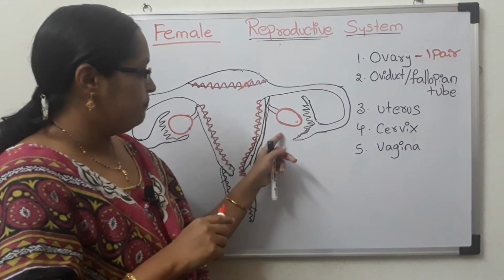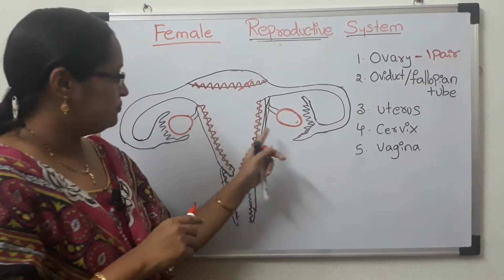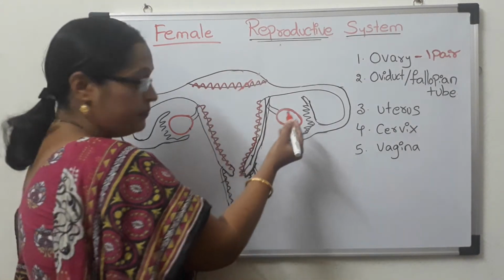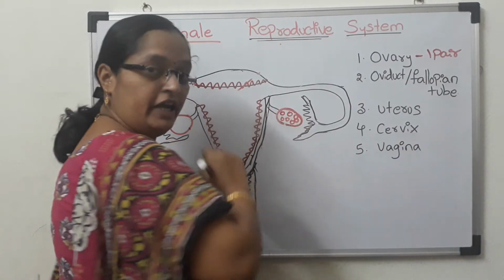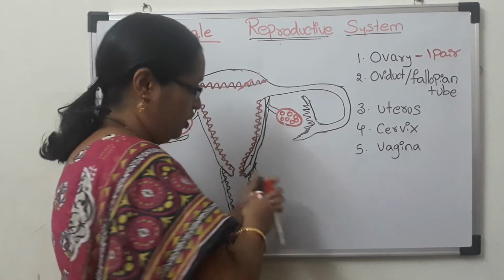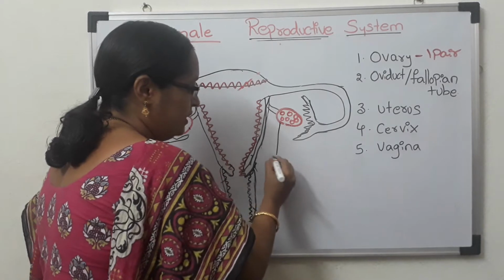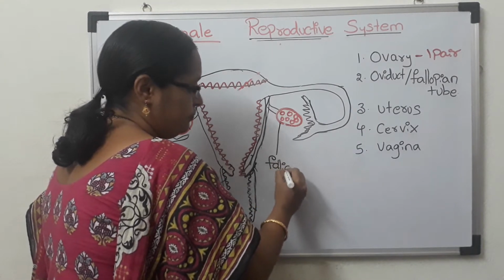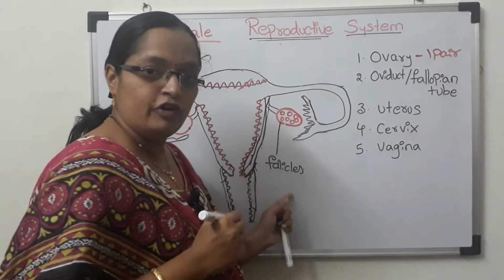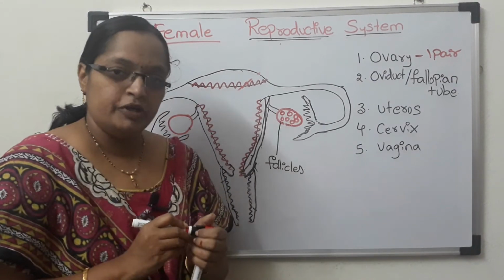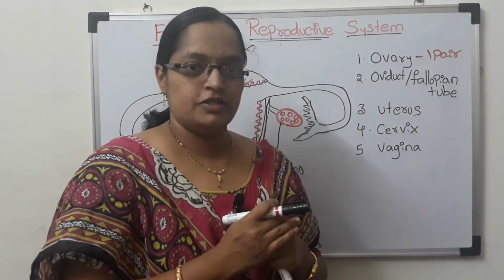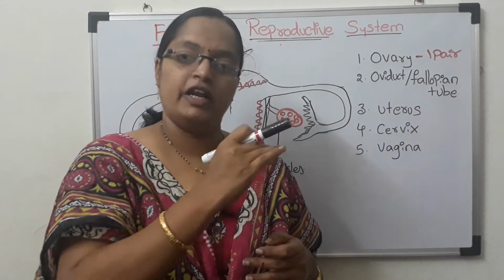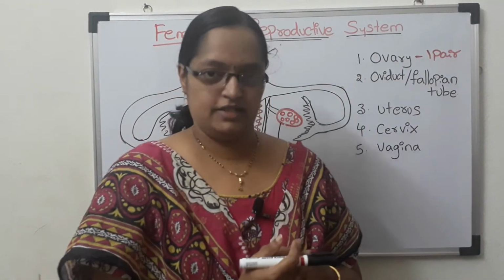And the ovary contains a number of follicles. What do we call them? Follicles. After puberty, each follicle matures and an egg is released after every 28 days.